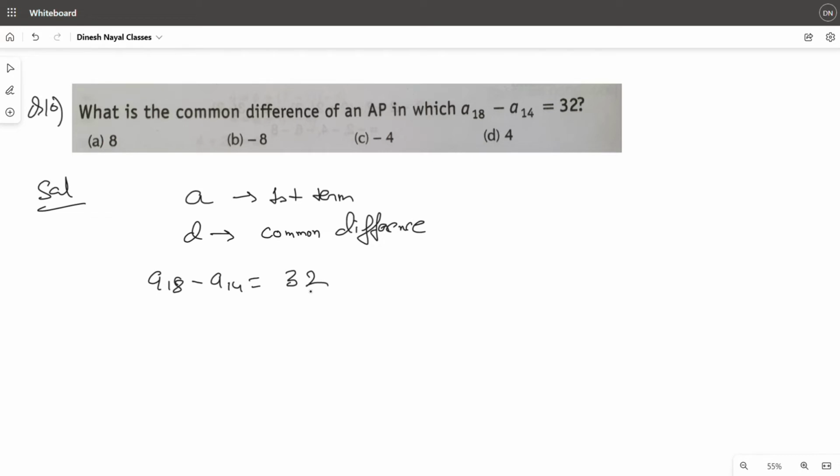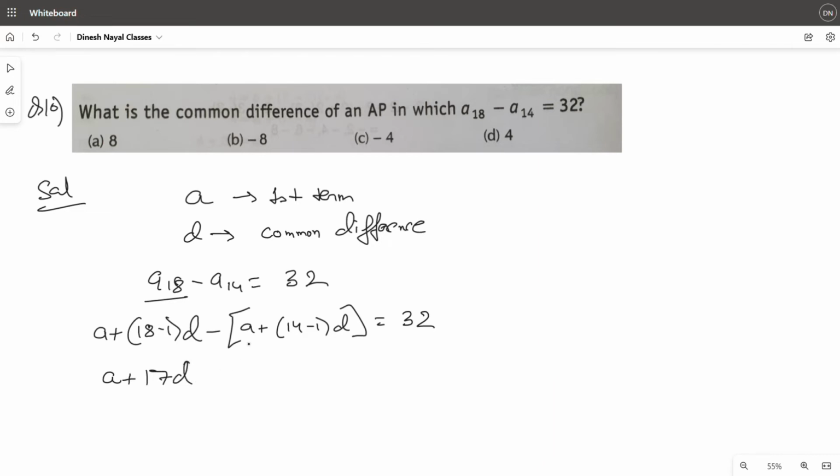Then what we have to find is the common difference. Now writing the formula, this will be A plus (n minus 1), which will be 18 minus 1, into D, minus A plus (14 minus 1) into D, where n is 14, that equals 32. Now this will be A plus 17D, since 18 minus 1 is 17. Now minus, we are not going to open the bracket over here, so the bracket A plus 13D, since 14 minus 1 is 13, equals 32. Now opening the bracket, this is A plus 17D.